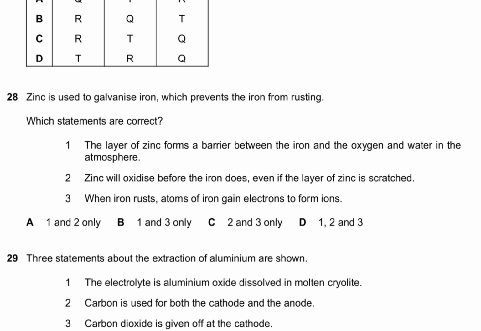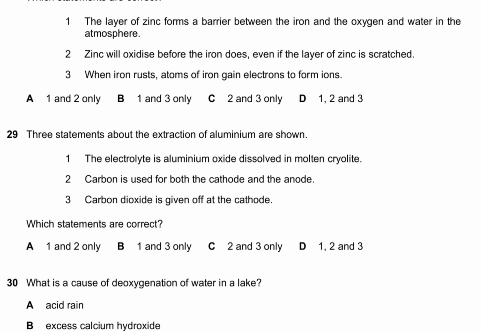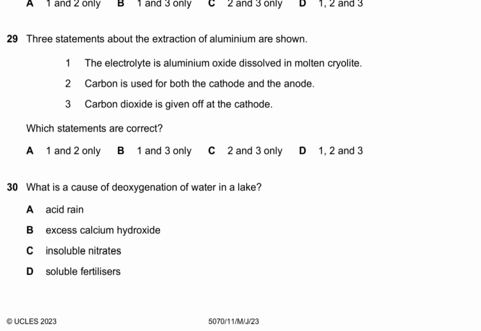The statements about the extraction of aluminium are shown to you. Your statements are: the electrolyte is aluminium oxide dissolved in molten cryolite. The second is carbon is used for both the carbon cathode and anode. And the third is carbon dioxide is given off at the cathode. Only the first and second options are correct. Carbon dioxide is not produced at the cathode. So the first and second options are correct. A option is correct.